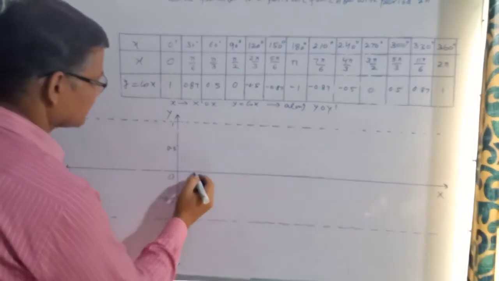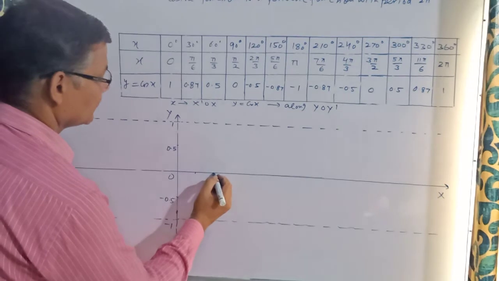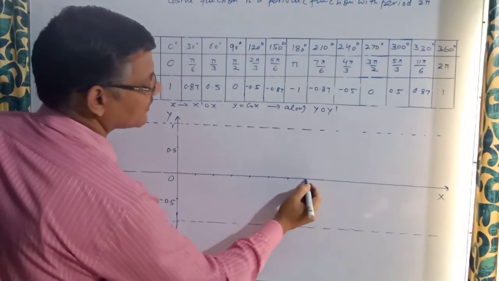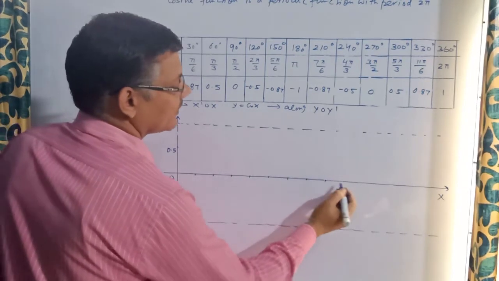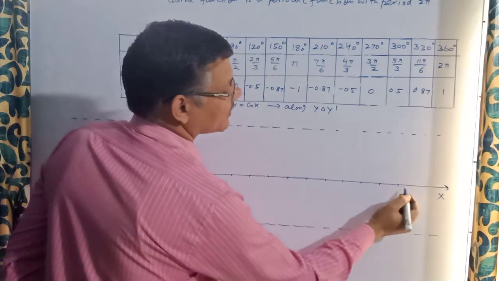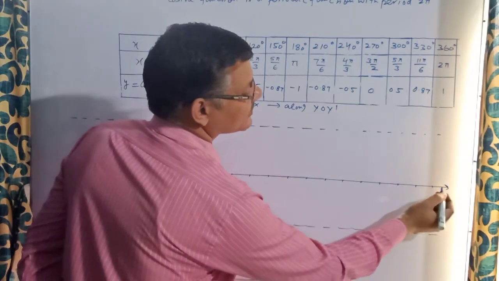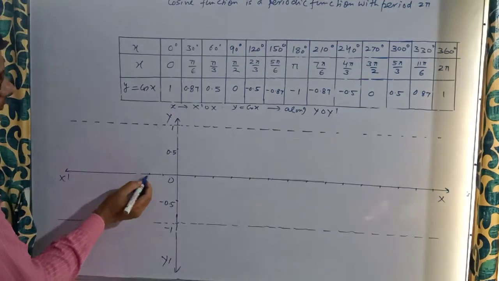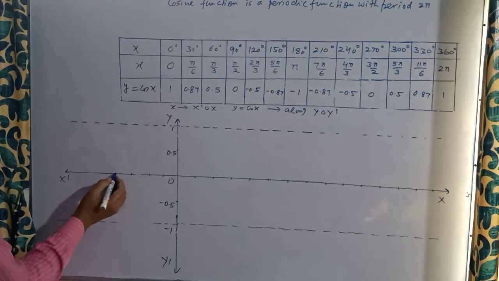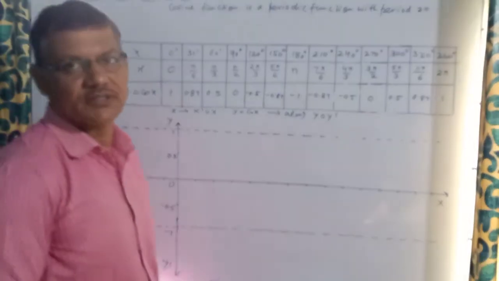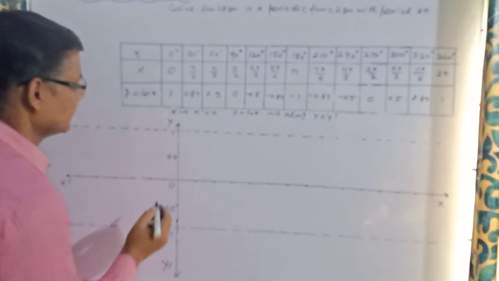Now take equal intervals: 1, 2, 3, 4, 5, 6, 7, 8, 9, 10, 11, 12, 13. It means there is a mark on your graph paper of 1 centimeter. So no problem for you. Don't become tense. This is the mark of 1 centimeter. Start writing the angles. It is already 0. Your first angle is 0.